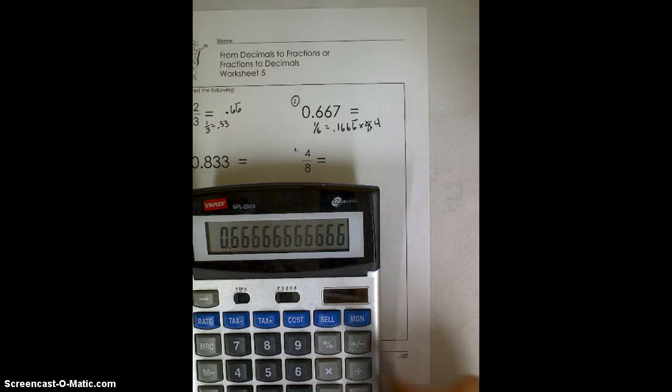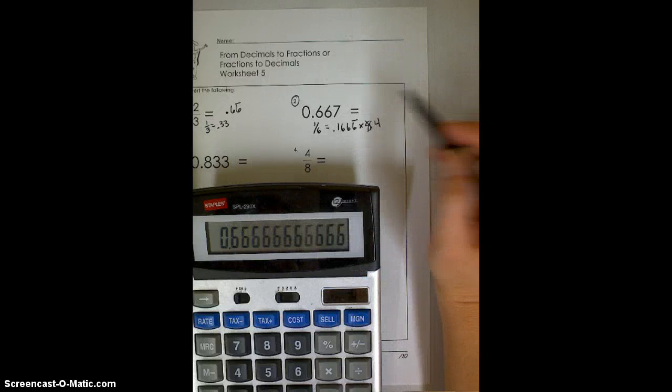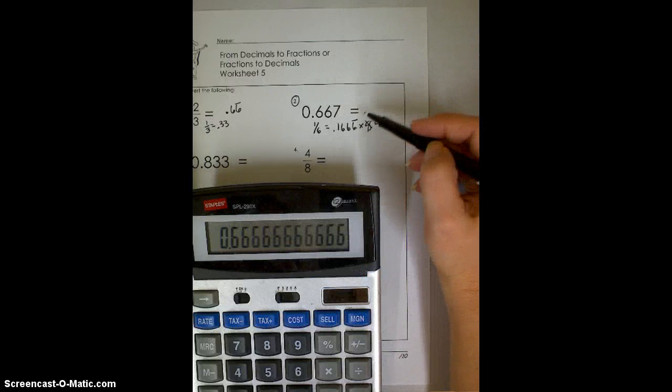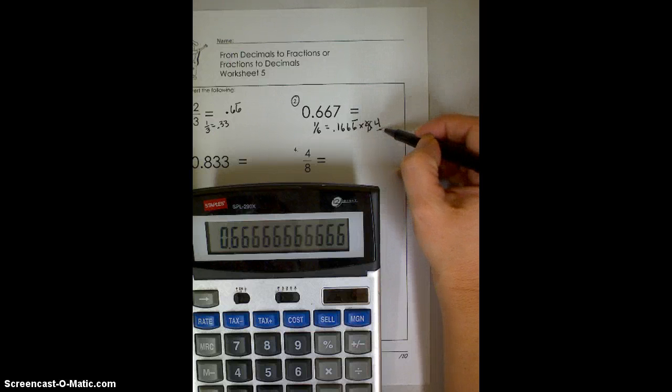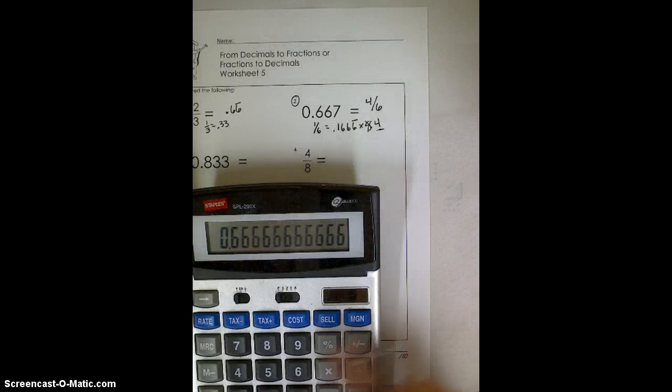Now you'll notice on the calculator it says 0.666 because if you continued this on, it would go right off the page. So they rounded it up to 0.667. So we found ours. We want our 4, and our denominator is 6. So 4/6 on that one.